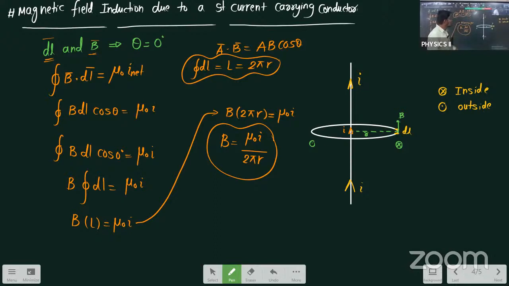So what we did, we have considered a straight current carrying conductor and we have represented that the thumb represents the direction of electric current and the curling of fingers represents the direction of magnetic field. Here the magnetic field is going inside and here the magnetic field is coming outside. We are supposed to determine the value of magnetic field induction at one particular distance r from that current carrying conductor. Then we are supposed to solve this using which law? This is Ampere's law.